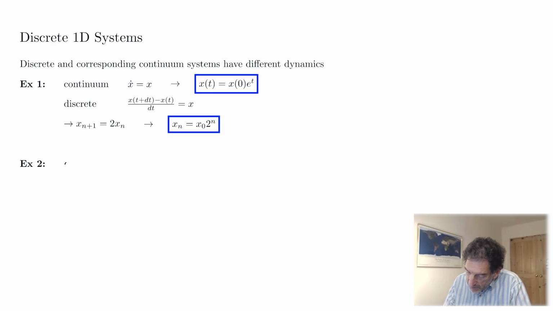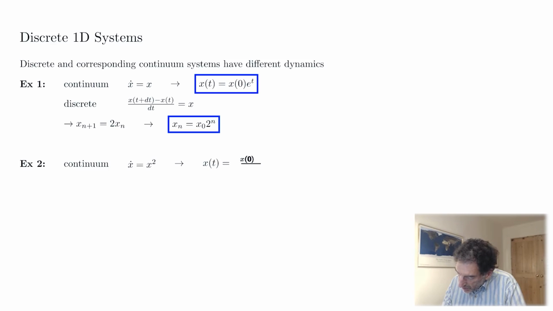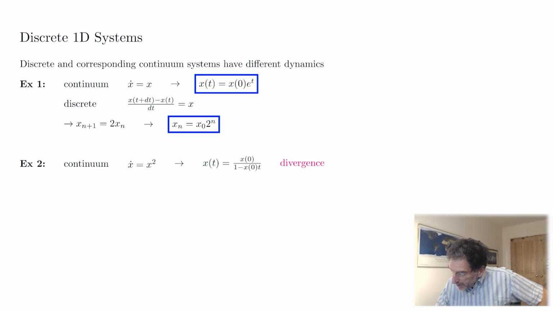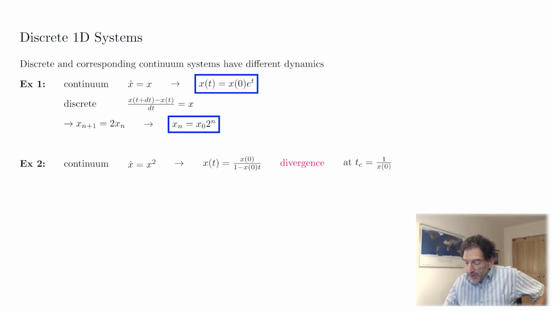And so in the continuum, let's consider the following equation. x dot is equal to x squared. And the solution to this equation is x of t is equal to x of 0 divided by 1 minus x of 0 t. So this equation gives rise to a divergence at a finite time, at a critical time, t_c is equal to 1 over x_0. But now let's do the same procedure as before and convert this continuum equation into a corresponding discrete equation.